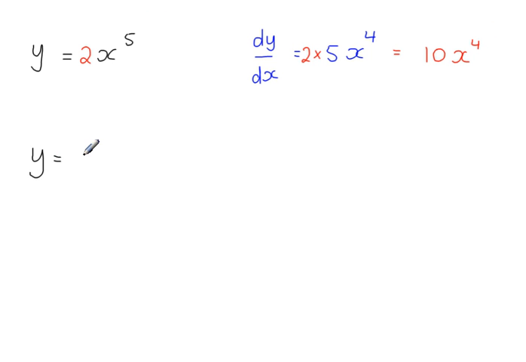So y is equal to minus 3x to the power of 3. So dy by dx, the derivative, is equal to this 3 here times this minus 3 that's in front to give minus 9 times x to the power of, and subtracting 1 from the power there, 2.